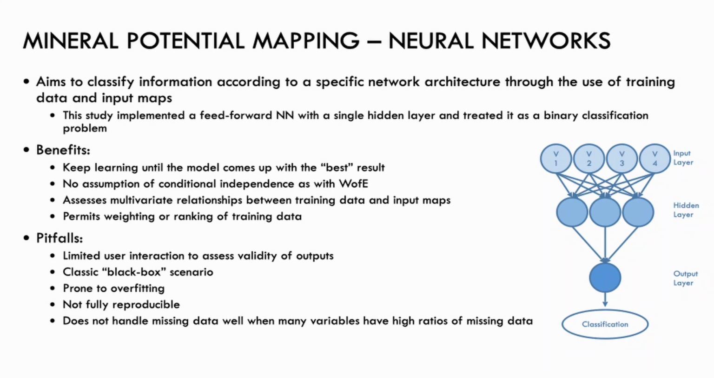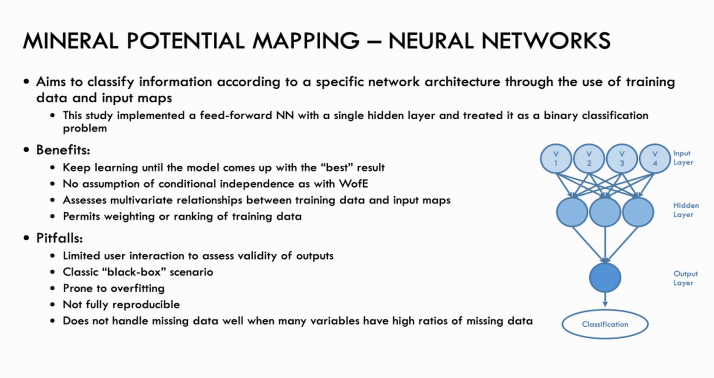Neural networks are basically trying to replicate a human brain, and again use training data, so your known porphyry copper gold occurrences and barren drill holes as negative training points, so non-deposit locations, and it essentially will keep learning until it gets the best result. Again, no conditional independence assumptions, and it is also a multivariate approach that allows you to weight or rank your training data. Pitfalls to this: there is very limited user interaction to see whether your results make sense, and it's a typical, stereotypical black box scenario.